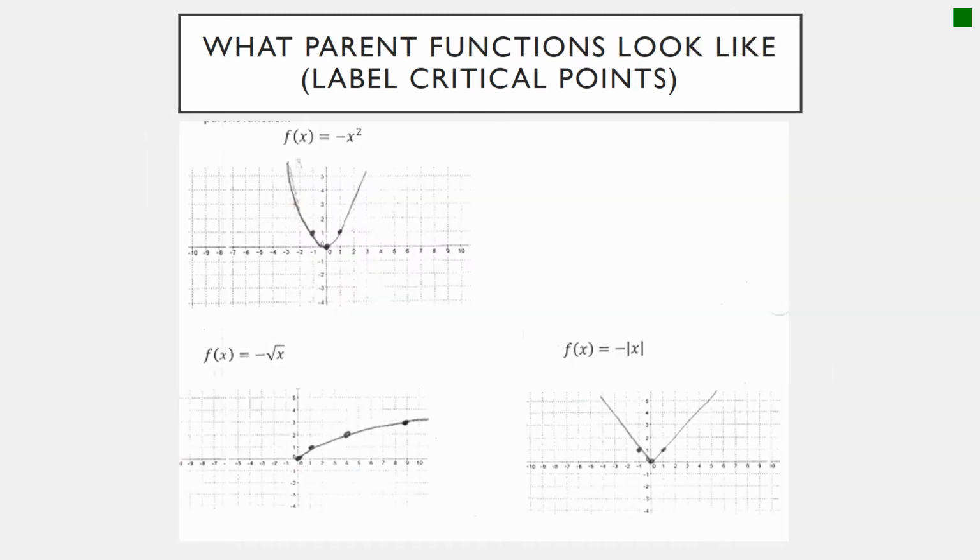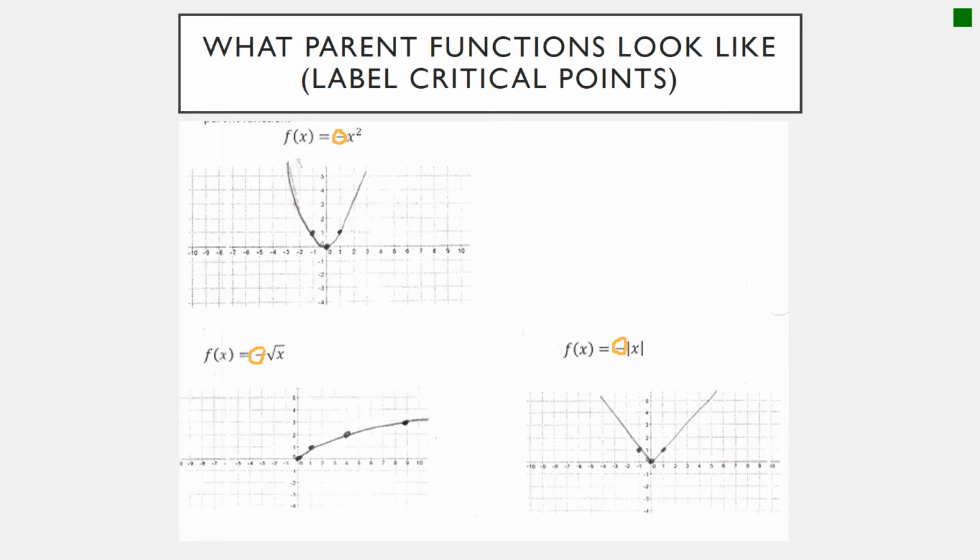All right, so your notes at this point should look like this. However, these are just the parent functions, and our new functions now have negative signs out front. So we have three of these parent functions that now have a negative sign on the outside of the grouping symbol, meaning the negative is not inside the square root, inside the absolute value, or inside the square. So what does that mean for our graph?